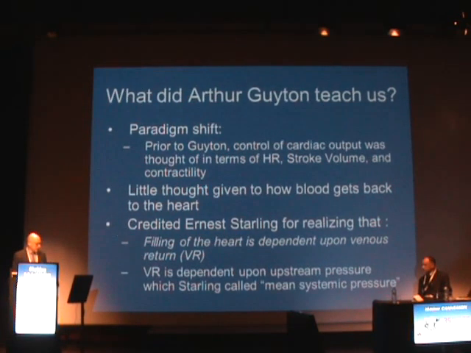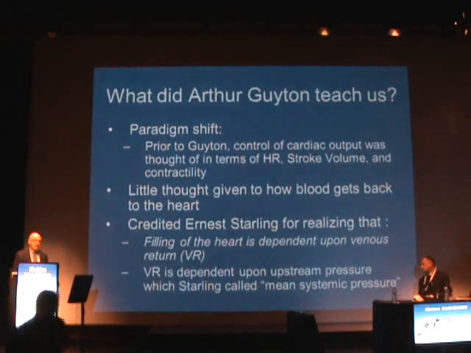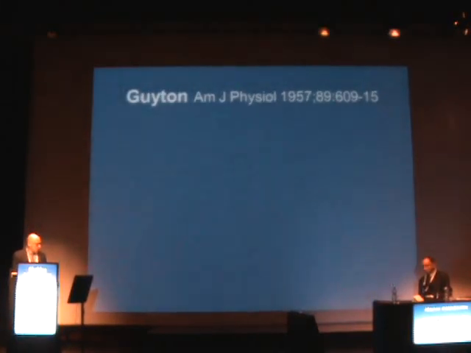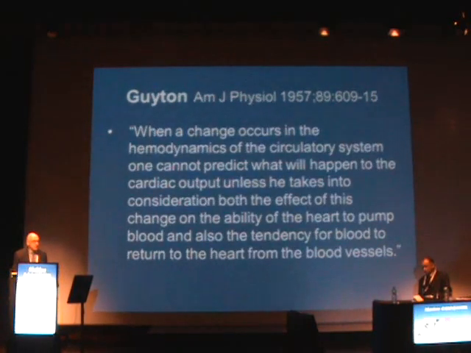So Starling realized the venous return is dependent upon an upstream pressure, and he actually introduced this term, mean systemic filling pressure. And there's even a paper in the German literature by Weber back in the 1880s or so, also looking at this concept. So in his American Journal of Physiology paper in 1957, this is what he wrote.